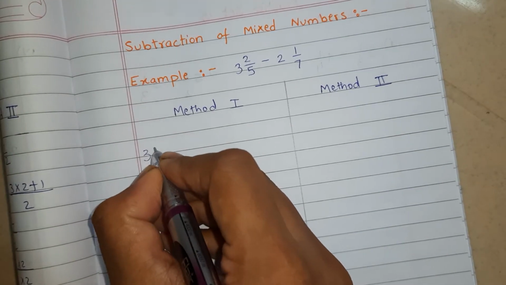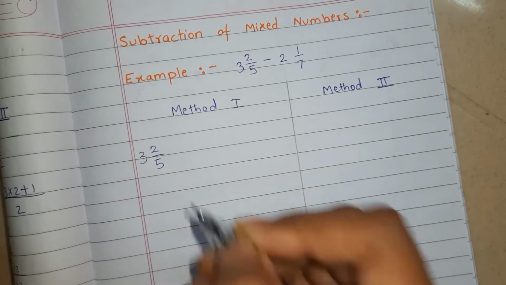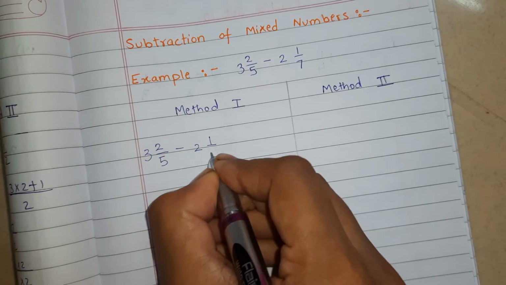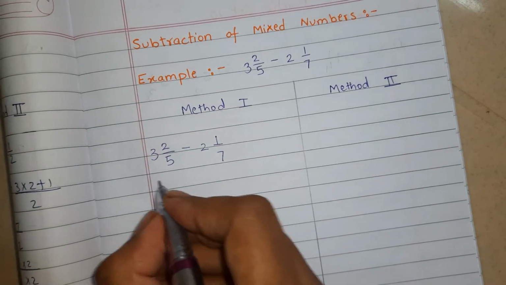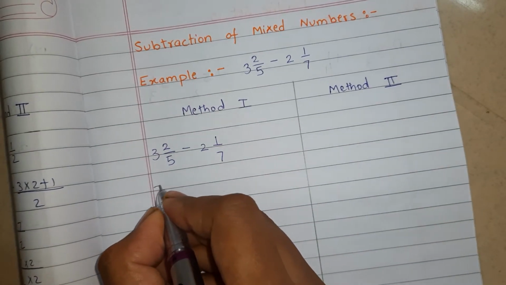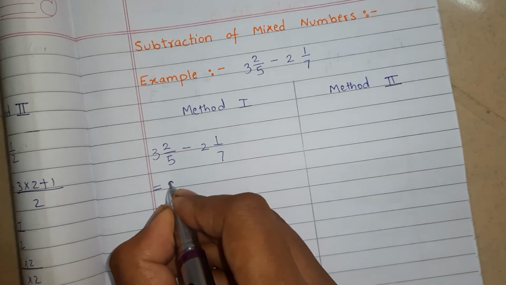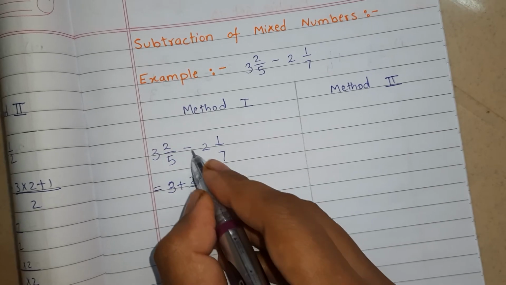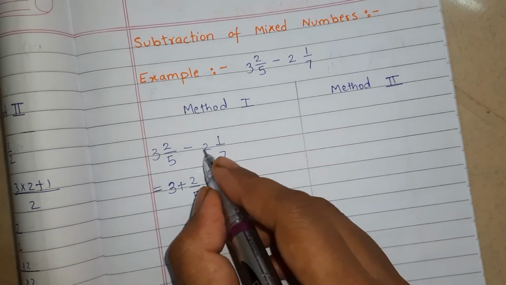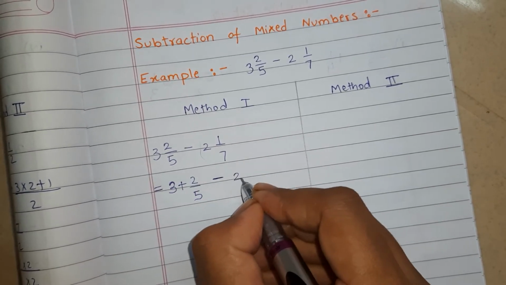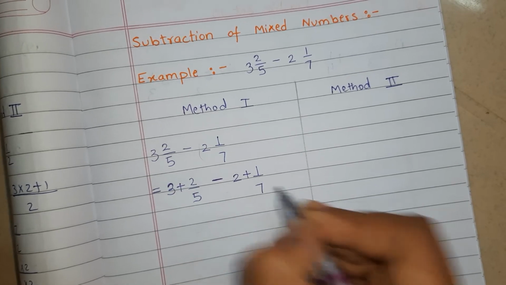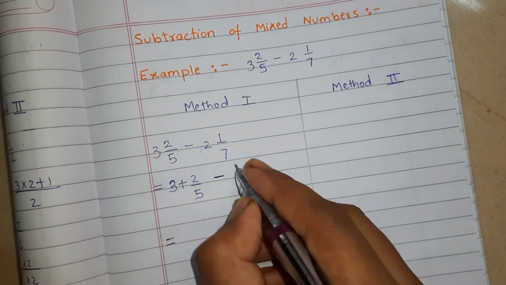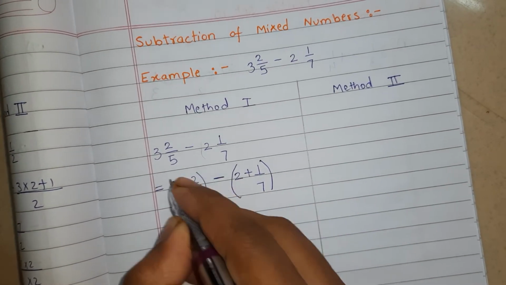First, write down the question. 3 and 2 upon 5 minus 2 and 1 upon 7. Now, separate the mixed numbers. Okay. So, 3 and 2 upon 5. Then this middle sign is minus. Then this mixed number 2 and 1 upon 7. Now, there is subtraction between these two numbers.